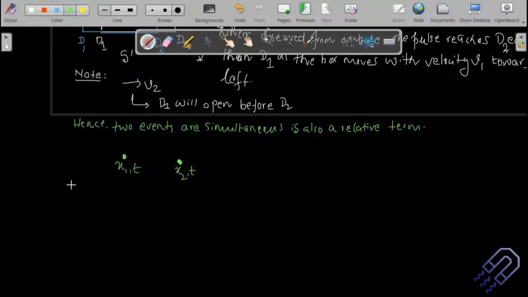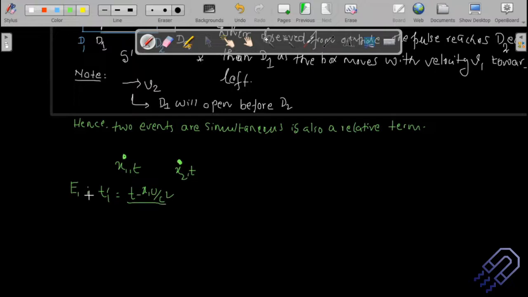Okay, we have an event e1. I'm just considering a general event, and I have the relation as t1 prime is equal to t minus x1 v divided by c square. This can be any event, maybe the door opening. So this is the position of that door x1, and this is the position of the door on the other side opening. So this may be x2.